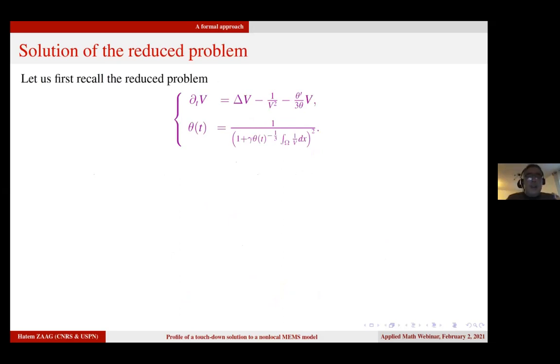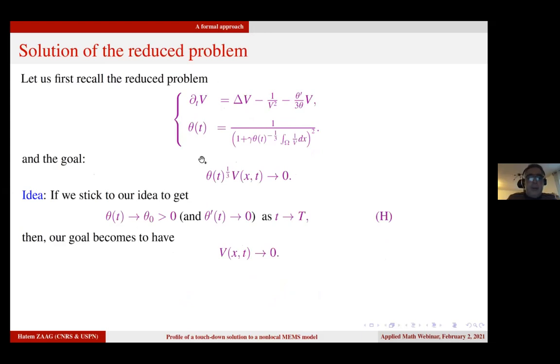So this is the reduced problem. You see theta is here and here. And this is the goal. We will stick to our idea of making theta converge to theta 0, because we would like to be in some perturbative way for our approach. And of course, we will also try to have theta prime go to 0, which is reasonable given no oscillation somehow. So our goal becomes to have capital V go to 0.